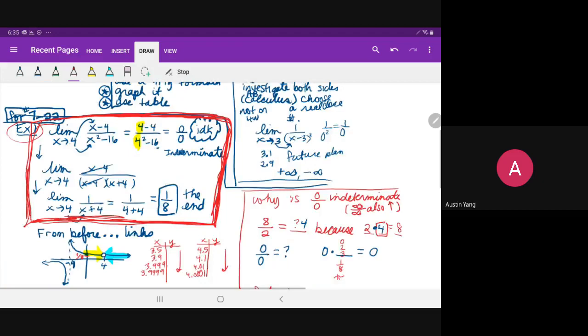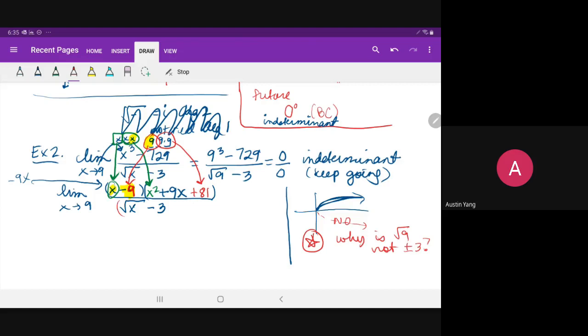Now, why do you multiply by the conjugate? You multiply by the conjugate because I need to somehow change that denominator because otherwise it's indeterminate. Okay, so you're going to multiply by the conjugate. Remember, the conjugate is exactly the same thing but with the other sign.